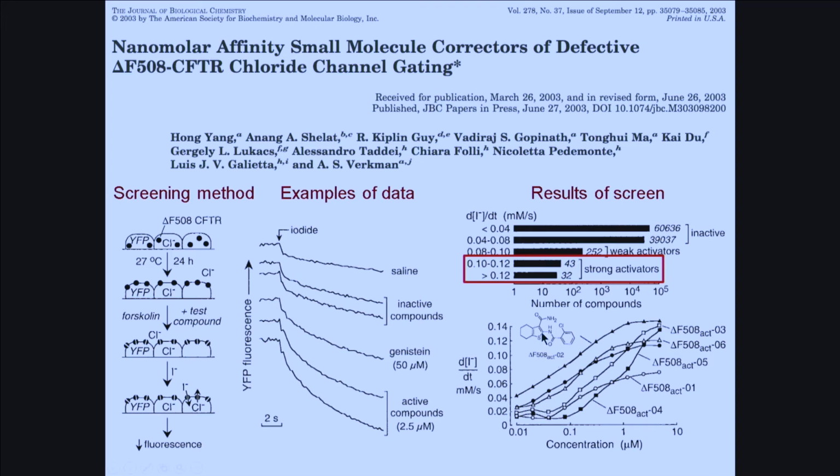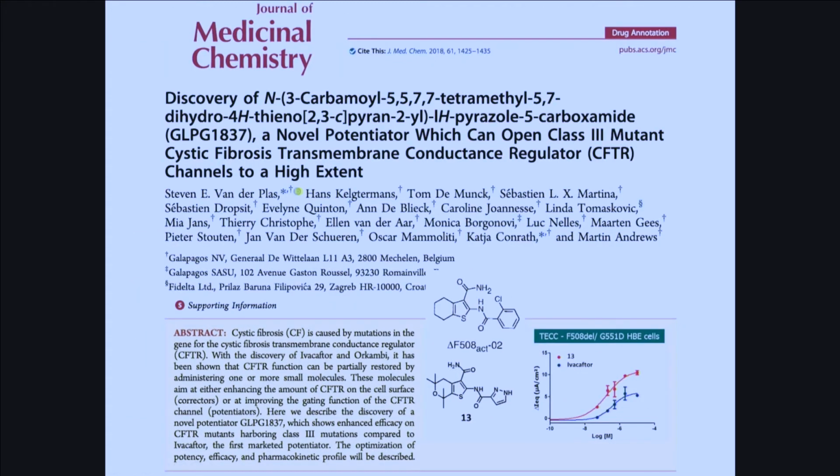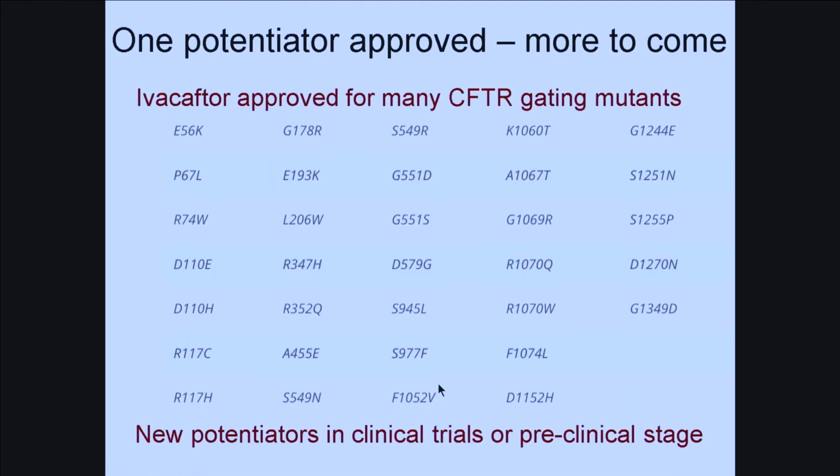this O2 compound. And then flashing forward 15 years, it turns out Galapagos's main lead compound in clinical development as a potentiator is this compound number 13, which is nearly identical to the very first compound we identified with small chemical modifications on the side rings. So right now, one potentiator, as you know, is approved, ivacaftor, and now it's approved for many different CFTR gating mutants, some of these very rare. And with Galapagos and other companies, we expect more potentiators to come on board in the coming years.